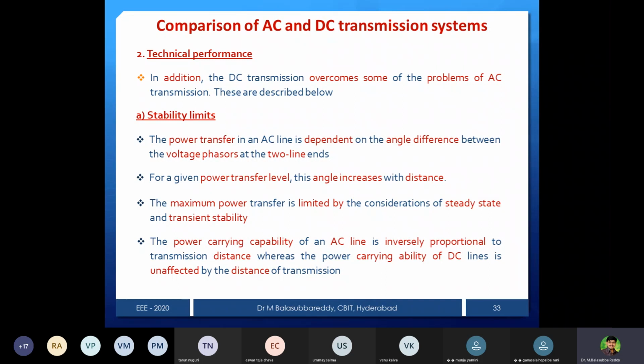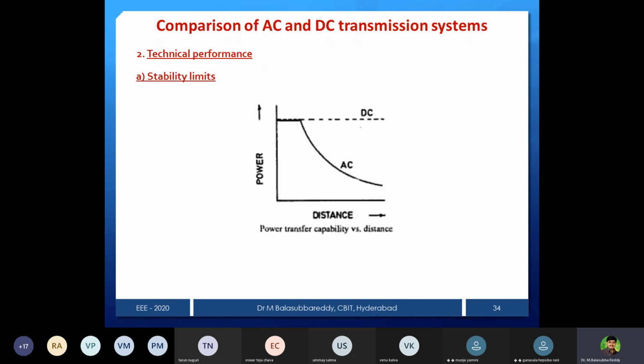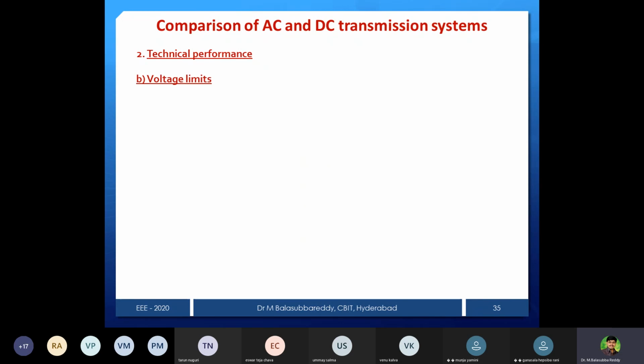Power carrying capability of an AC line is inversely proportional to the distance, whereas in the DC line it remains constant. That we also observed on the graph we discussed in the previous class. If we vary the distance, the AC stability limit decreases, whereas in DC it remains constant. As distance increases, the AC power capability automatically decreases, which leads to less power transmission, whereas on the DC side it remains constant.